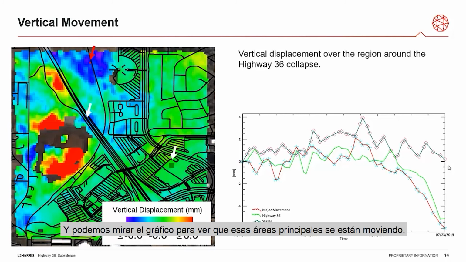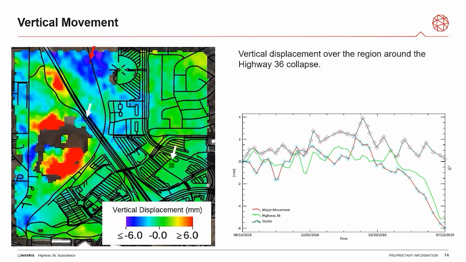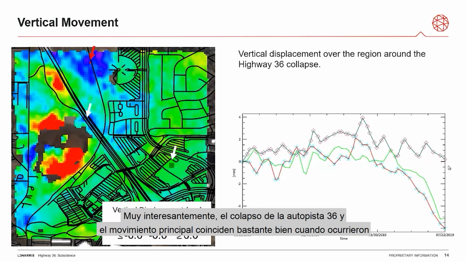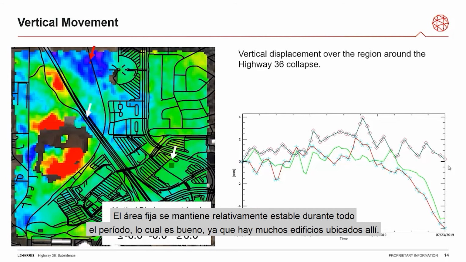And we can look from the chart to see those major areas that are moving. Very interestingly, the Highway 36 and the major movement do match pretty well on when they occurred, so I might need to go double check that one again to see if the excavation started at the same time. But for the highway, once again, we can see it's late May that we get this major downturn in the highway itself into the lake bed. The stable area remains relatively stable throughout this entire period, which is a good thing, as that is where a lot of buildings are located.